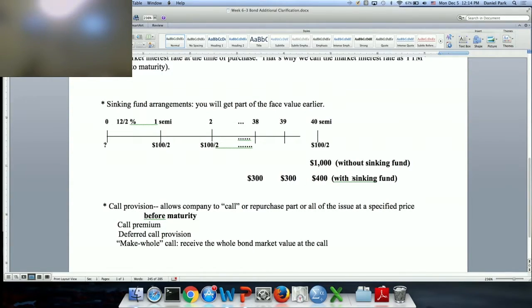That's the sinking fund condition, and investors are going to like it because what? If the company is in trouble in the last year, they have still secured the 600.